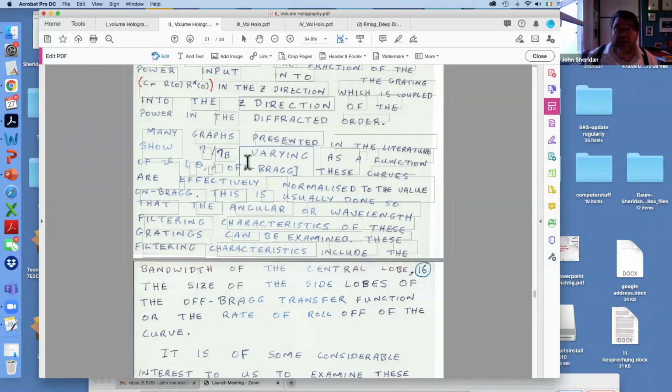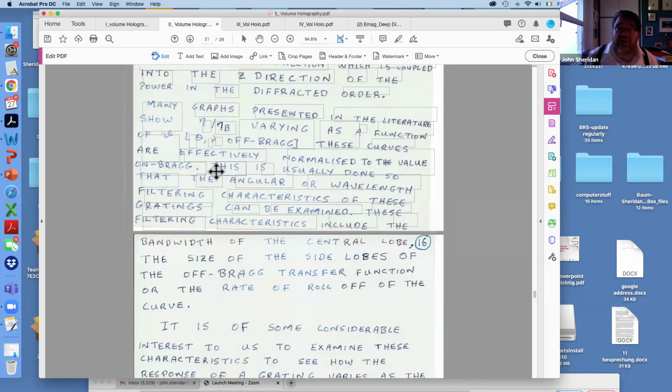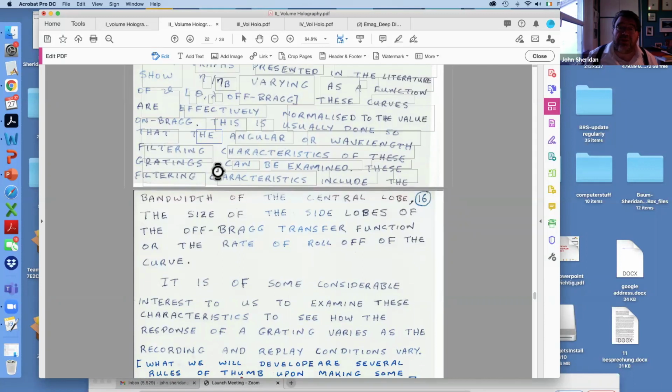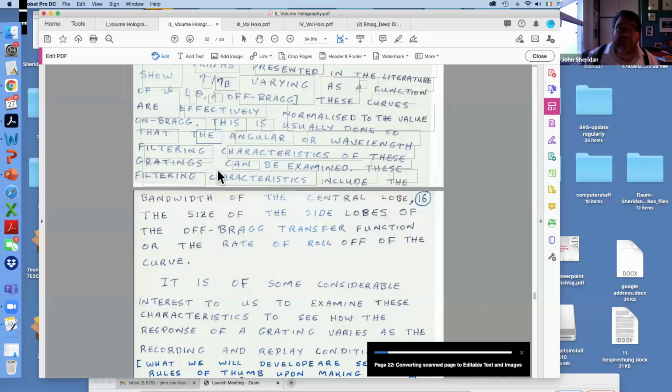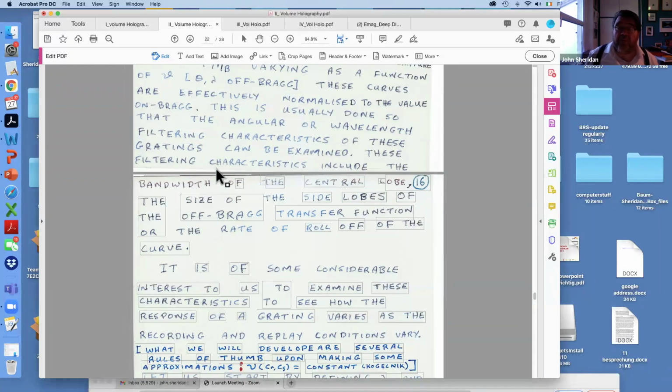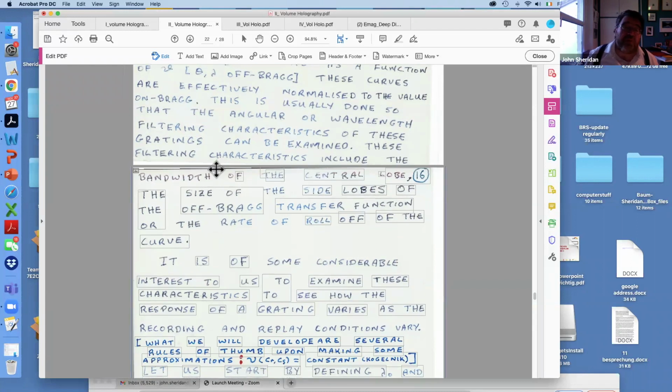And we show that varying as a function of, for example, the dephasing parameter, the replay angle or the replay wavelength. And these curves are effectively normalized to the value on Bragg. And this is usually done so that the angular and wavelength filtering characteristics, so how quickly it rolls off and how large the side lobes are, can be seen clearly, and they can compare between the two. And this becomes particularly interesting when you overmodulate or when you've got non-uniform gratings.